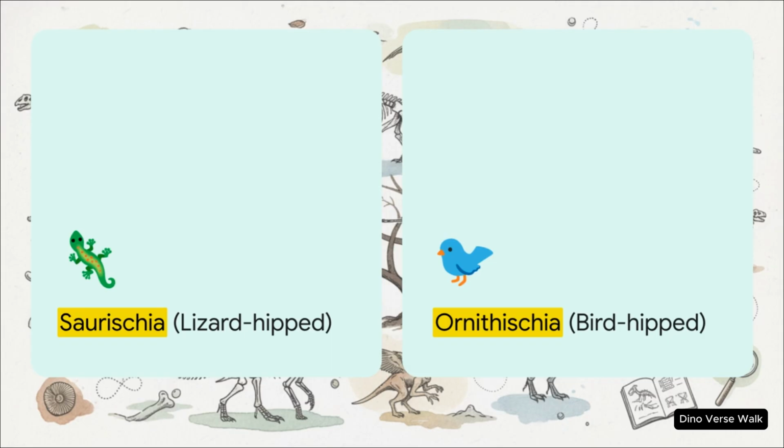In the Saurischians, the two lower bones of the hip point away from each other, kind of just like in modern lizards. But in the Ornithischians, those two lower hip bones both point backward, which looks really similar to the hip structure of modern birds. It was just a brilliantly simple way to categorize hundreds of different, crazy-looking species.